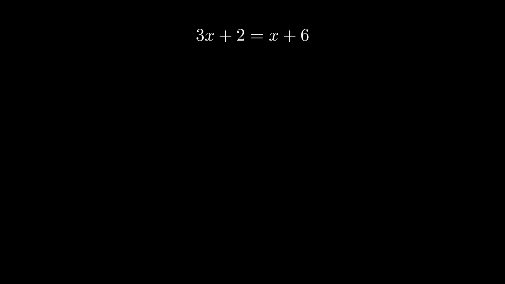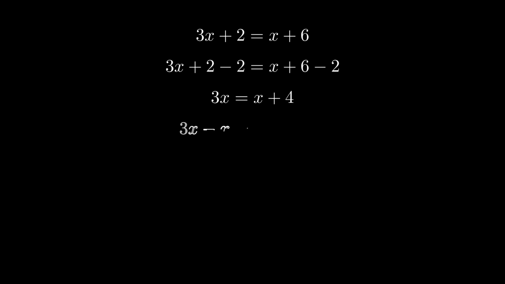Move constants together. We have 3x plus 2 minus 2 is equal to x plus 6 minus 2. This simplifies to 3x equals x plus 4. Step 2. Group variables together. Simplifying gives us 2x equals 4.